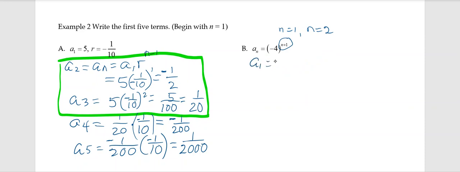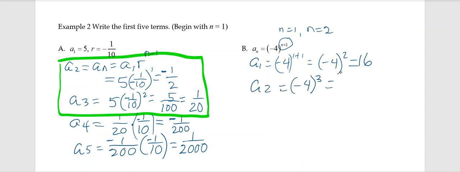So the first term is going to be negative 4 to the 1 plus 1, which is negative 4 squared, which is 16. Second term, going to be negative 4 to the third, which is negative 64. Third term, going to be negative 4 to the fourth power, which is 256. So again, this is one that's going to alternate between positive and negatives. And I'm going to stop there at 3 because these numbers are going to get pretty big, and I don't have my calculator with me.